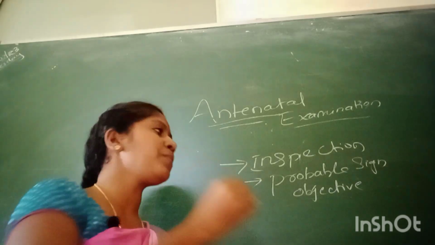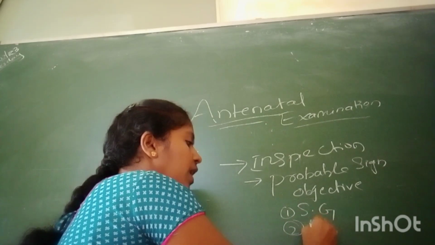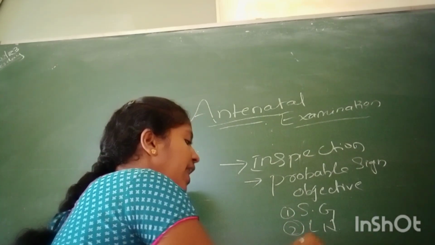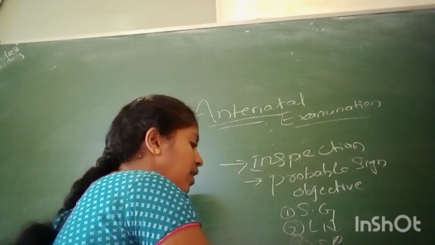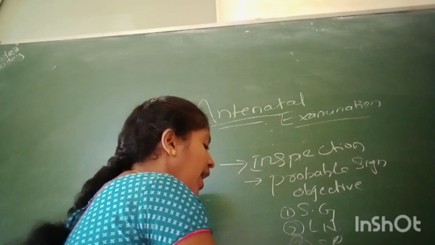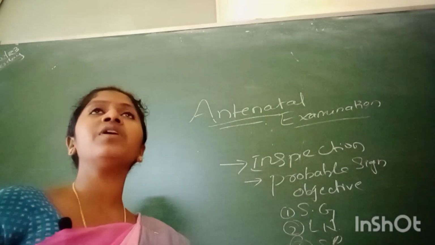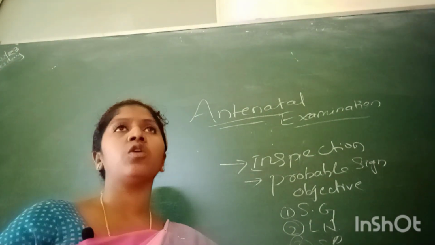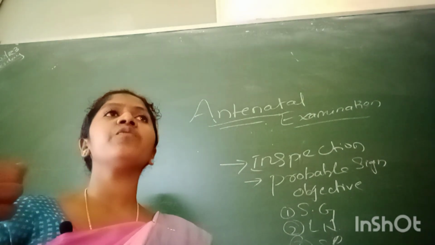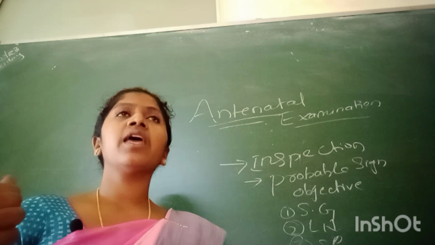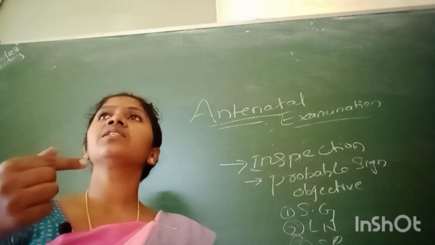What are they? For example, stria gravidarum, linea nigra, any skin rashes, or any injuries are there, any previous scars, skin scars. We'll have to check for the skin scars also. What do you mean by scars? If mother had undergone previous LSCS, then we can see previous scar of LSCS, lower segment cesarean section.